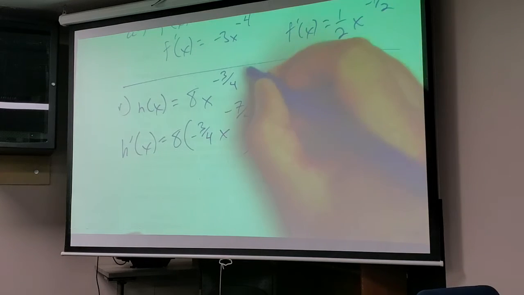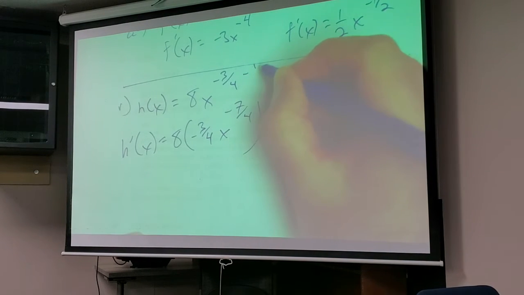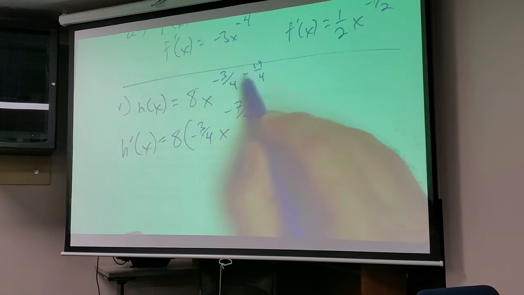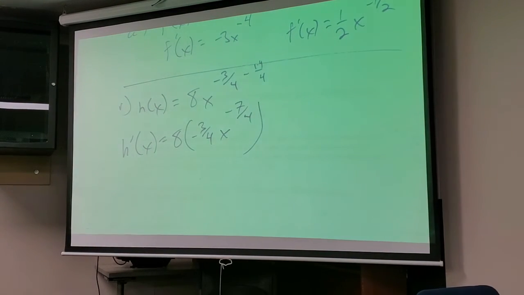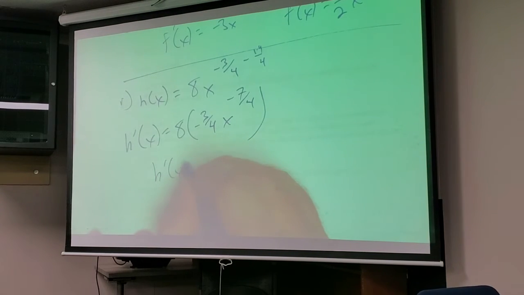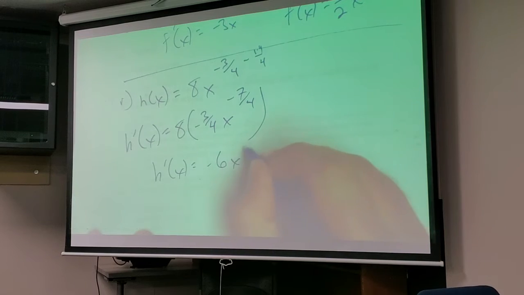Done. Because I would subtract 1. I've got to make the bottom and the top 4, so I am subtracting 4 from 3. That's why the shortcut works. It's so great. And of course, the answer would actually be negative 6x to the negative 7 fourths.